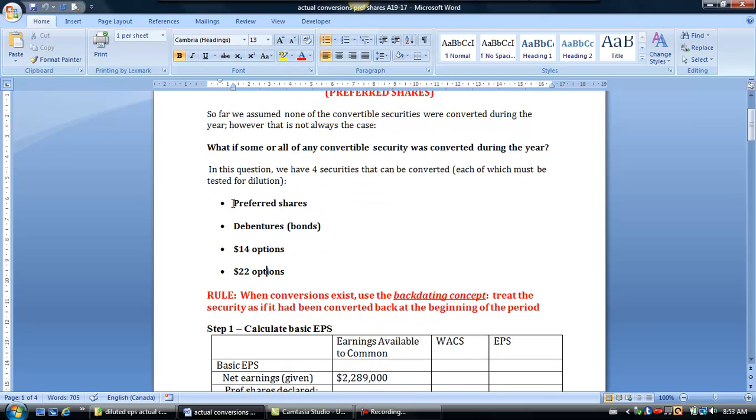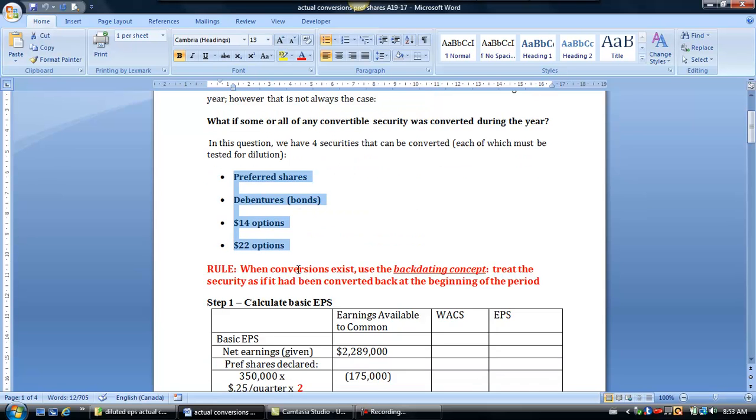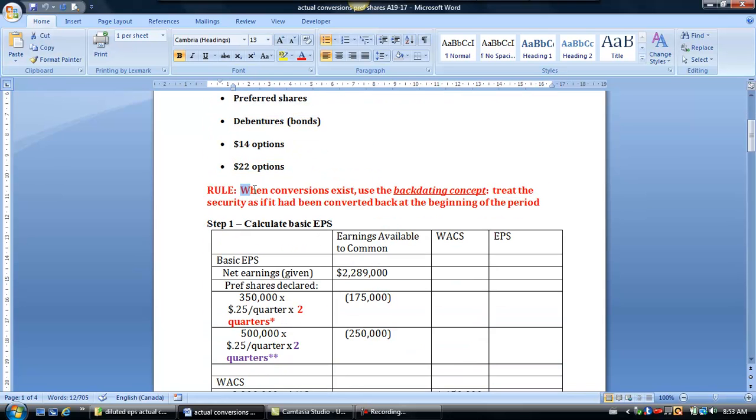So what we need to do is look at all four of these securities to see whether or not they should be included in the diluted EPS calculation. But because they're converted, we have an extra rule that we need to abide by. The rule is that when there are conversions during the year of any securities, whether they be options, bonds, or preferred shares, we use what your textbook refers to as the backdating concept, meaning that we treat the security as if it had been converted at the earliest possible date this year.